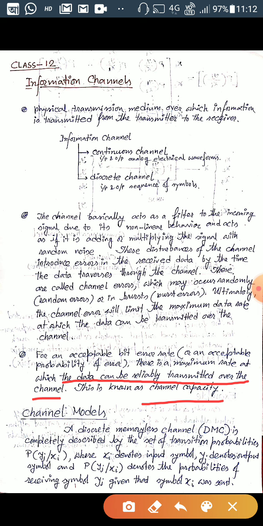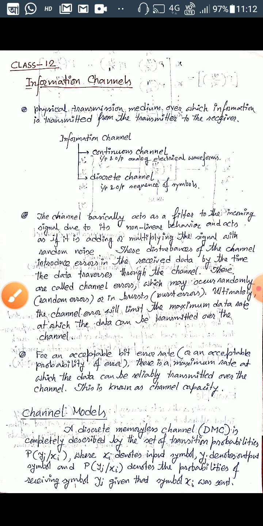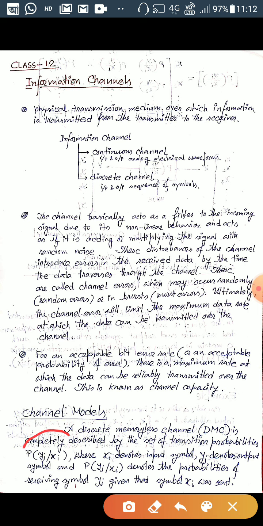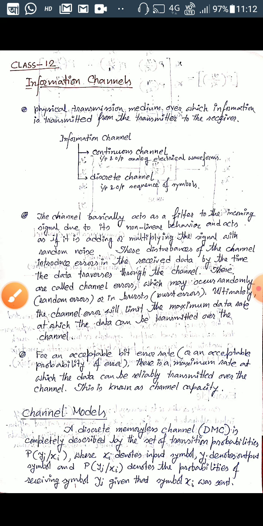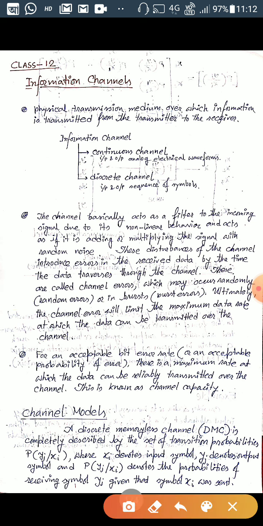Now we discuss a little bit about the channel model. First comes the discrete memoryless channel, or DMC, which is completely described by a set of transmission probabilities, defined as P of y_j given x_i, where y is the output and x is the input. For that particular channel, the number of inputs is I and j is the number of outputs, that is, how many outputs are present for that particular system.